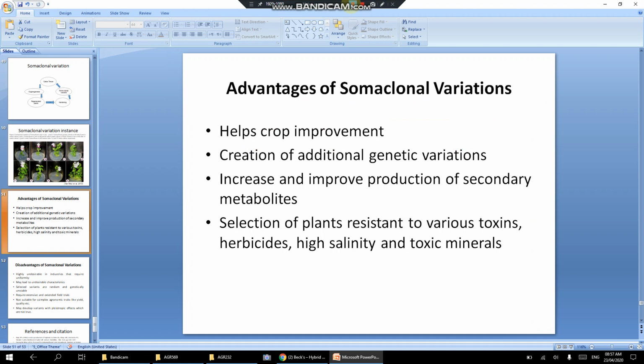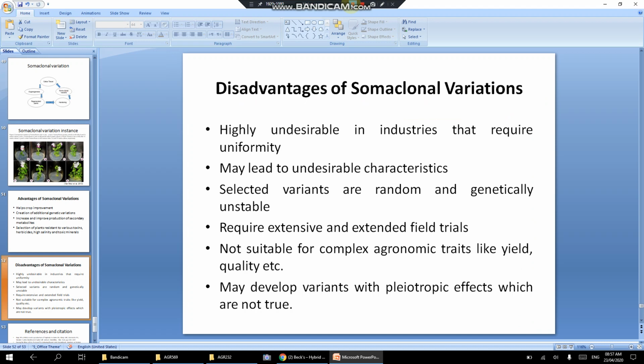So if you want to overproduce secondary metabolites, you can observe somaclonal variation and regrow the variants, so that we can have a version of the plant that can probably produce an extra amount of secondary metabolites. However, there are also disadvantages to somaclonal variation.